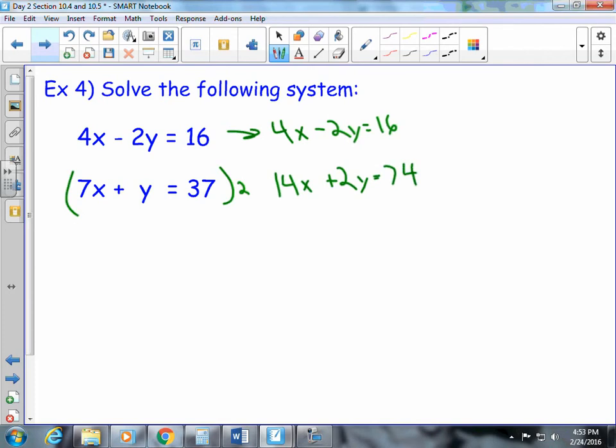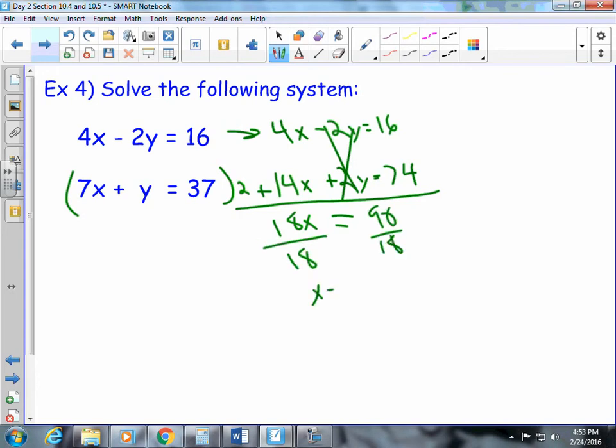All right, and now, again, I'm going to add up the two equations. So I get 18x, the y's cancel out, so 18x is equal to, what do we get? 90, right? Oh, this isn't 28, it's 18. My bad. So we get 18x is equal to 90. Divide by 18, divide by 18, x equals 5.